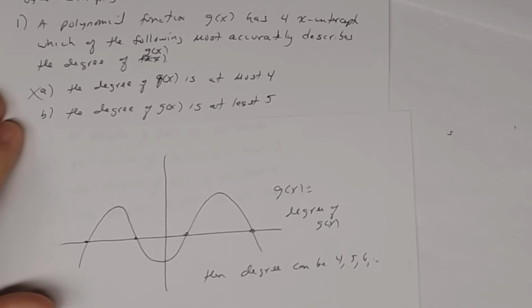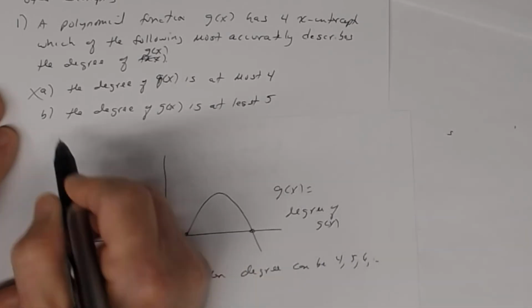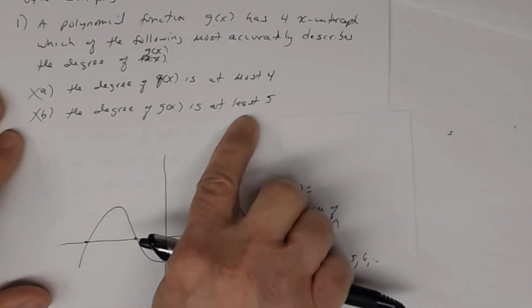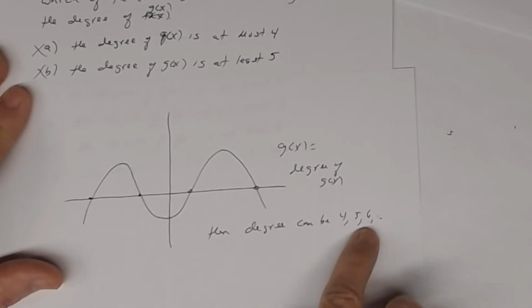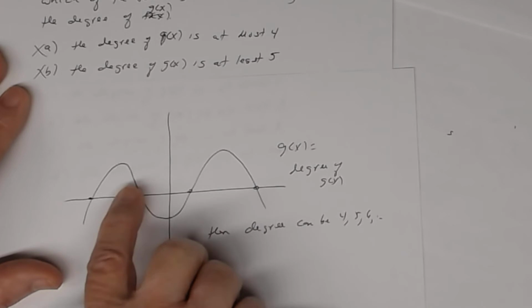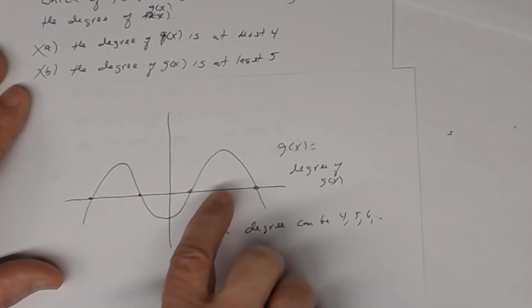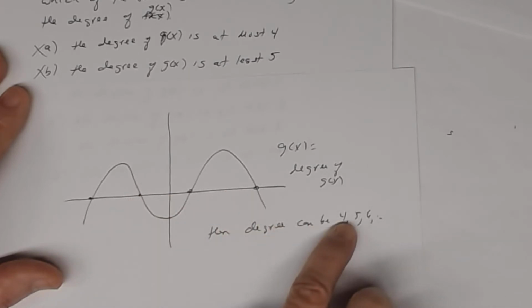The degree of g of x is at least 5. Is it at least 5? So meaning 5, 6, 7? Nope, that's not true because it can be 4 as well, couldn't it? So that can be it. Now make sure you understand that it says at least 5. So that means you can't use 4, but if the number of x-intercepts is 4, the degree can be the number of x-intercepts.